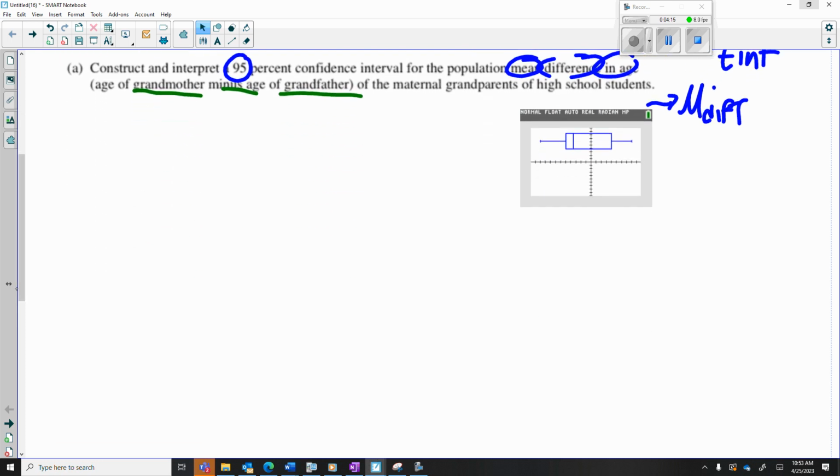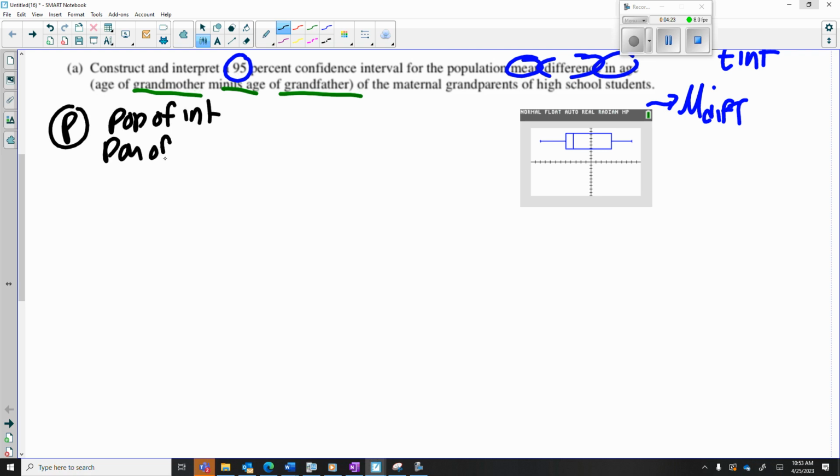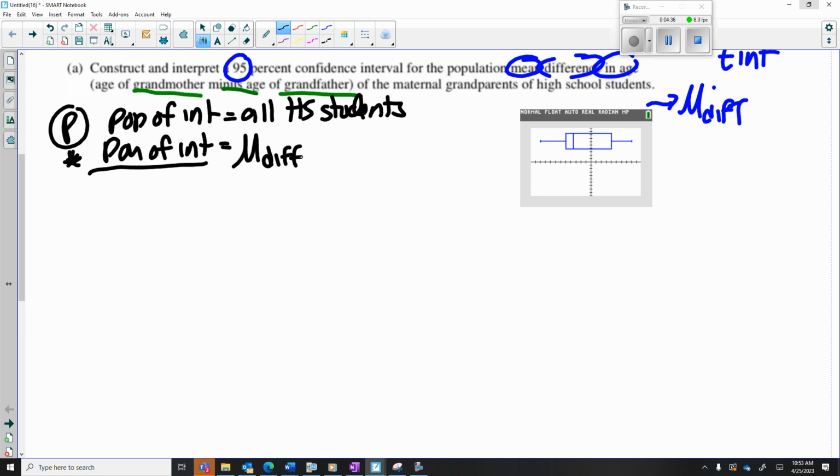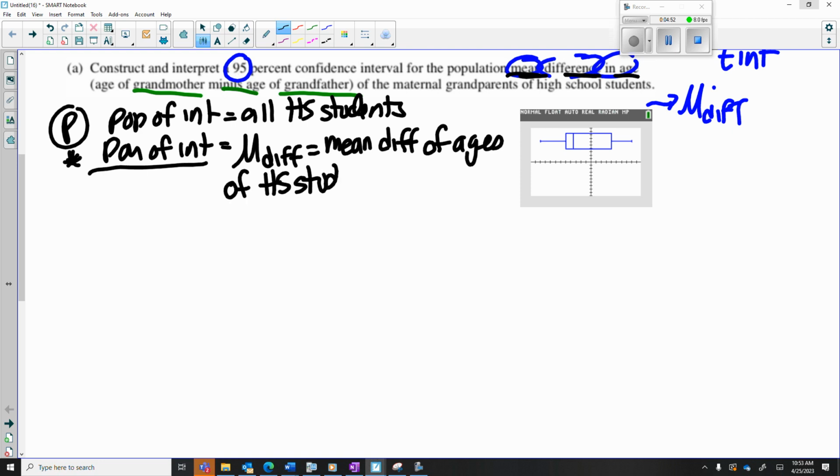Okay, so we are going to do the full PANIC procedure here. So we're going to set it up. P, population of interest, parameter of interest. We already said the population of interest above was all high school students, but the parameter of interest, this is where I wanted to spotlight today. Mu sub diff is mu instead of x bar because that's a parameter, and that's the mean of the differences, because it says it right here, the mean differences, take it right out of the question, of ages of high school students' grandparents.